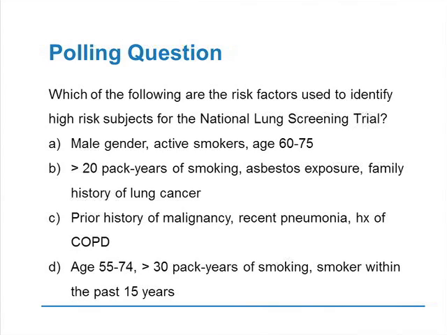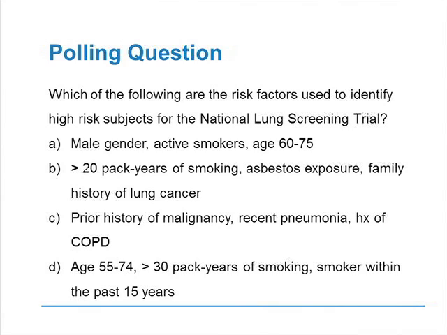which of the following are the risk factors used to identify high-risk subjects for the National Lung Screening Trial? Males, active smokers, age 60 to 75 is choice A. Choice B, more than 20 pack years of smoking, asbestos exposure, and a family history of lung cancer. Choice C, the prior history of malignancy, recent pneumonia, or history of COPD.